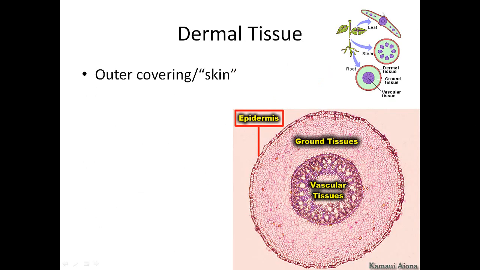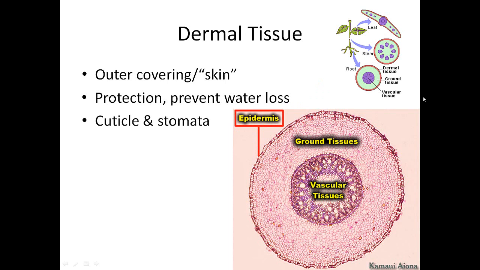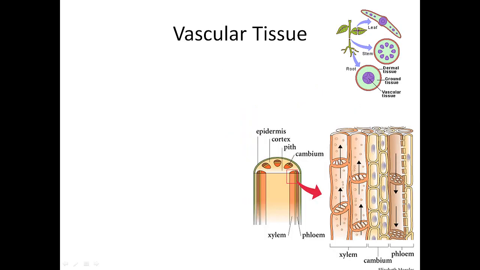Dermal tissue is the outer covering, so in this little picture up here it's the brown-orange layer. This helps protect the plant and prevent water loss because we have structures like the cuticle and the stomata, those little mouths. The cuticle is that waxy layer that helps keep water in.